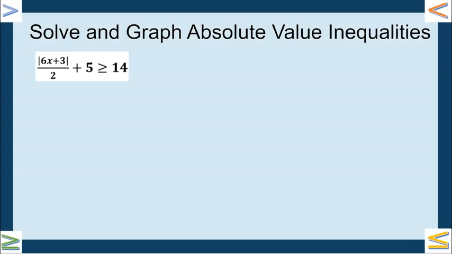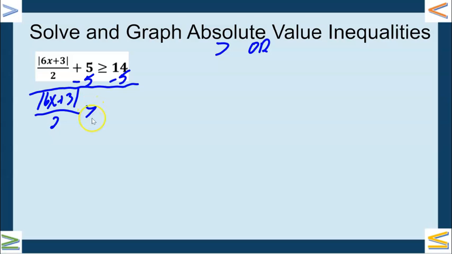And our last example, solve and graph this absolute value inequality. Here this is a greater than symbol, so we're going to use the keyword or. So one way to think about it is when you say greater, you hear the word or in it. So greater, use the keyword or. So we're going to get the absolute value by itself. So I'm going to subtract 5 first. And that's going to leave us with the absolute value of 6x plus 3 divided by 2 is greater than or equal to 14 minus 5 is 9.